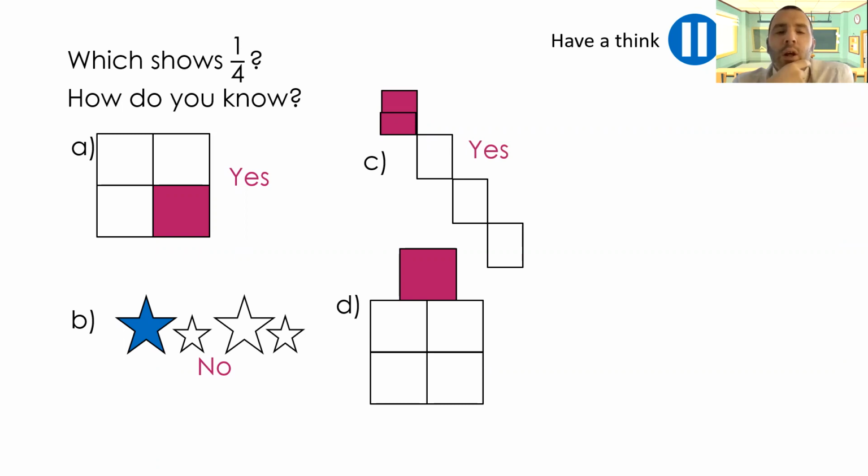Now D. D is slightly different because we don't have 4 parts. We actually have 5 equal parts. And 1/5 is not the same as 1 quarter. So there we go. That's your answer there. So you need to remember equal parts. Each part needs to look the same. And we need to make sure we have the right number of parts as well.